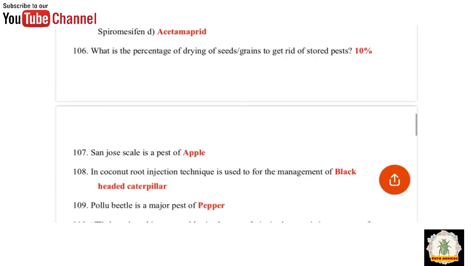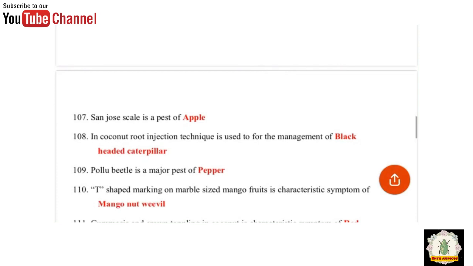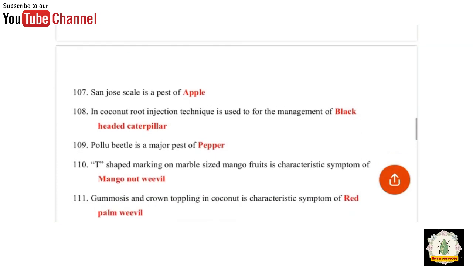Pollu beetle is a major pest of. So this pollu beetle is a major pest of pepper. T-shaped marking on marble-sized mango fruits is a characteristic symptom of. So this is a characteristic symptom of mango nut weevil. Gummosis and crown toppling in coconut is a characteristic symptom of. So this is the symptom of red palm weevil.